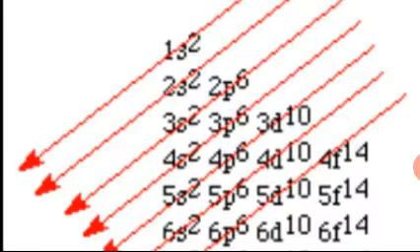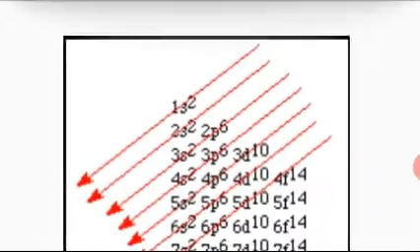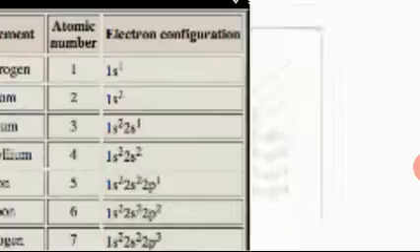Then put arrows from top to arrowhead downward, and then write the order like this. Start from 1s2, then go up, then 2s2, then go up 2p6, 3s2, then go up 3p6, 4s2, then go up 3d10, 4p6, 5s2, then 4d10, 5p6, 6s2, and so on. So for writing electronic configuration, always follow this order. I will show you.